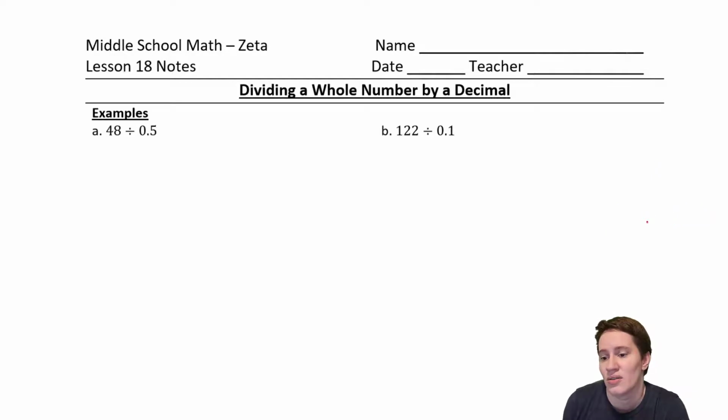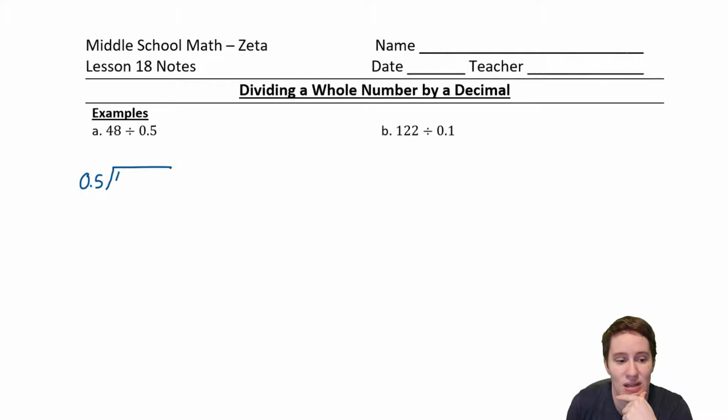Now, because we're dividing by decimals, there's a step that we're going to add to our process that we didn't have last week. So I'm going to set this up as 0.5 dividing into 48. Now, in order for our decimal places to work the way we need them to, 48 has a decimal, even though it didn't have one written. What we need to do is make it so that the outside number is not a decimal anymore.